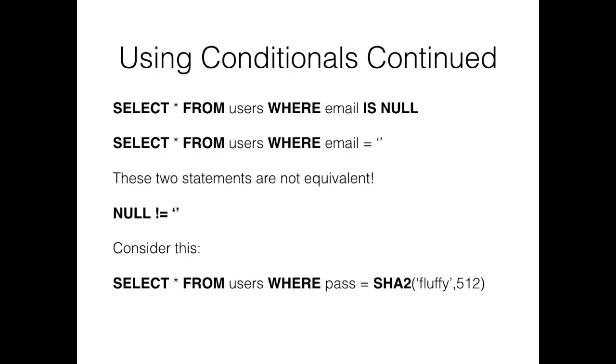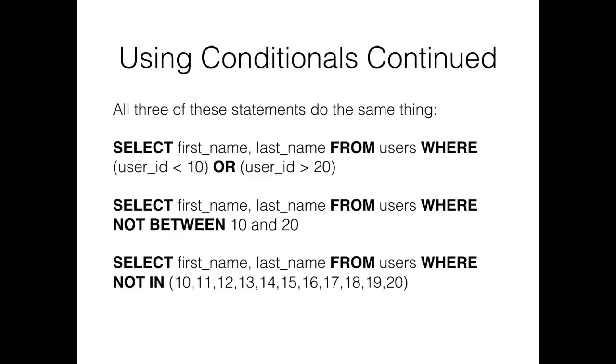Okay? Consider this. Select star from users where pass equals sha2('fluffy', 512). What that's going to do is, given the password fluffy, it's going to encrypt that and try to find that encrypted value in the users table. Okay? Pretty neat stuff. So when we talk about login forms and stuff like that, that's how we're going to determine if the password that the user entered was the password that they registered with, right? So all three of these statements do the same thing.